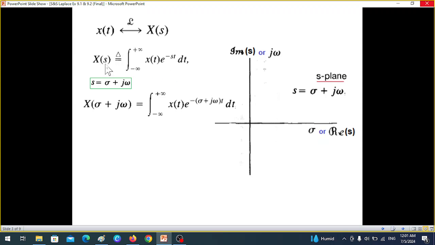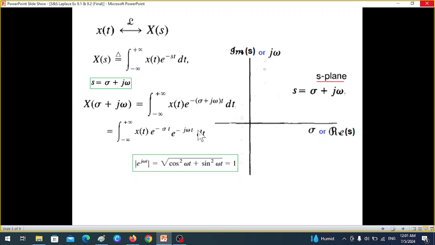So in this definition, if you replace s by sigma plus j omega, we'll get an equation like this. So both these equations are used. And just to give you an idea, if we open this one, we'll get e raised to the power minus sigma t and e raised to the power minus j omega t. Now e to the minus j omega t is basically a sinusoidal signal, you can see cos and sine, and its magnitude is equal to 1.